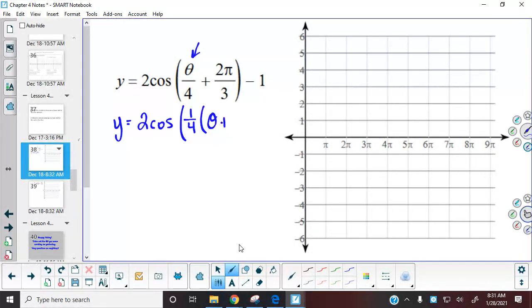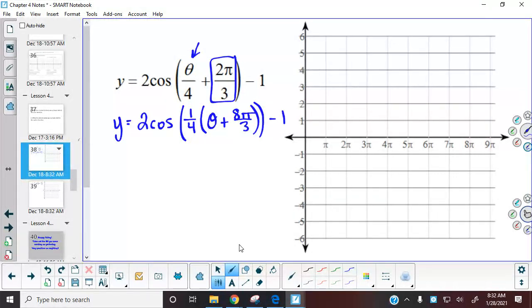And then remember, if we are undoing distribution, really we're dividing. But the only thing is we're dividing by 1/4. And so when you go about changing this, if you're dividing by 1/4, that's the same as multiplying by 4. So that means that this is going to change to an 8 pi over 3. And then the -1 is going to be attached to the end.